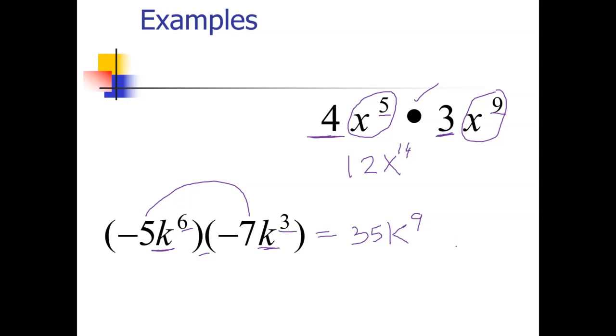So remember, one more time, you just multiply the numbers in the front, and if the variables are the same, you can keep the variable and just go ahead and add the exponents in order to multiply 2 exponents.